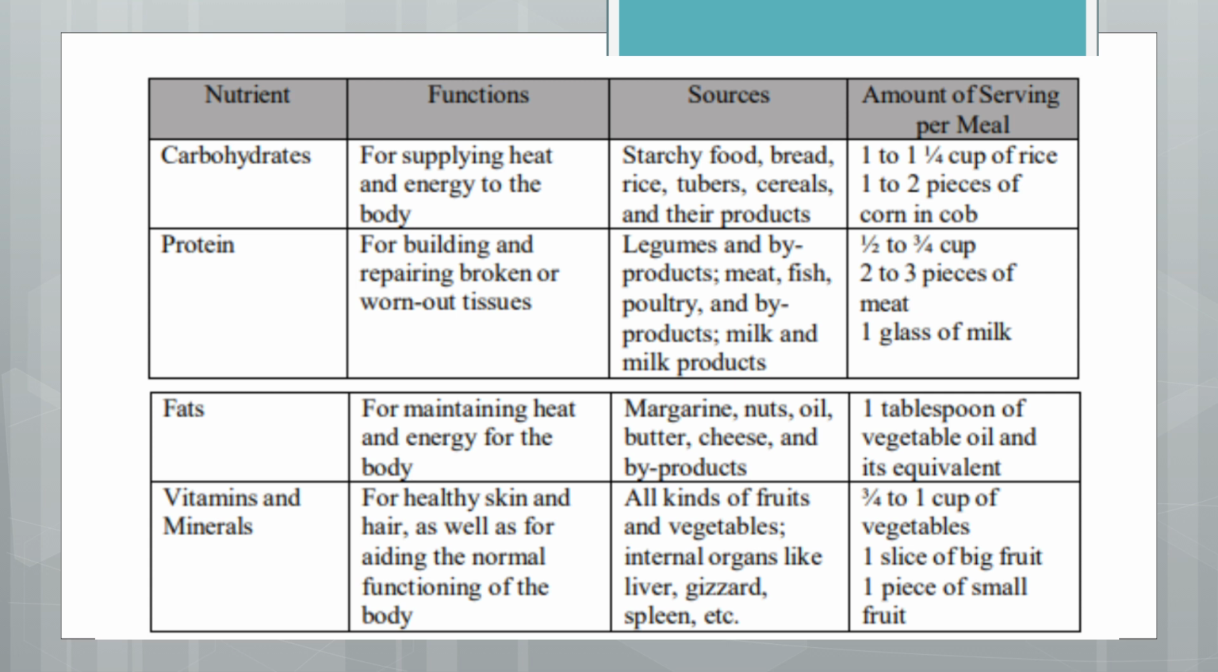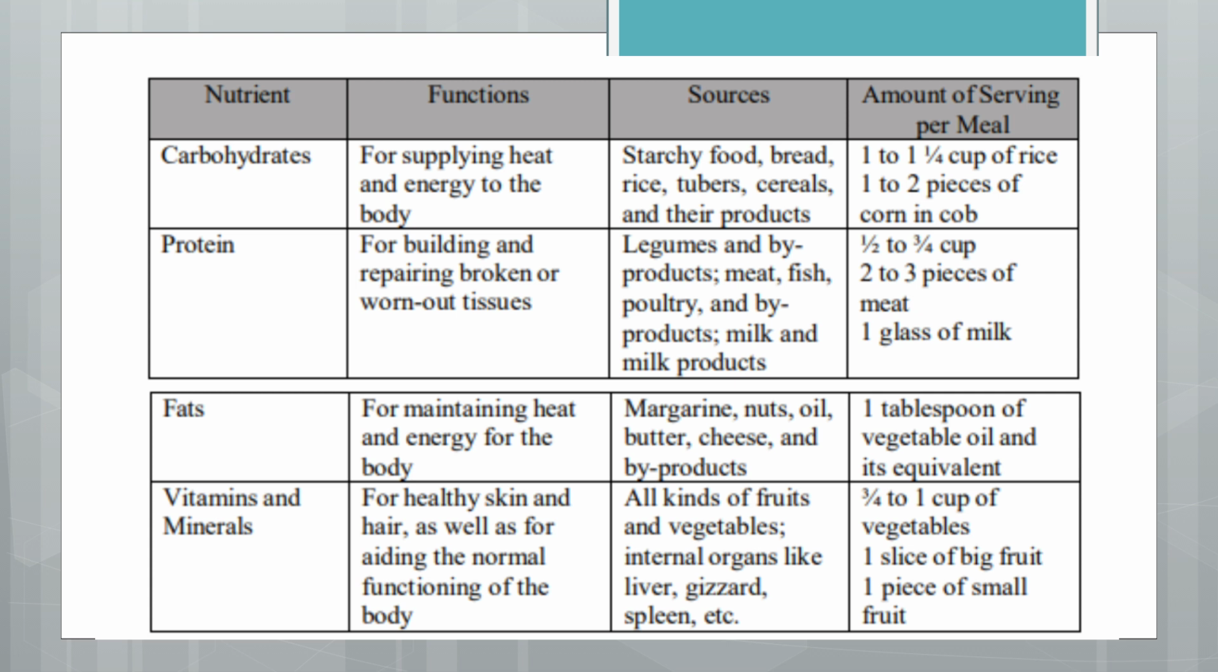Now, the third one is the fats. Fats is for maintaining heat and energy for the body. So this is actually kind of similar to carbohydrates, though there should be limitation when it comes to fats or fatty foods. The sources for this one will be margarine, nuts, oil, butter, cheese, and byproducts. Just like what I said earlier, when it comes to fats, we need to do limitations. So this will just be 1 tablespoon of vegetable oil and its equivalent.